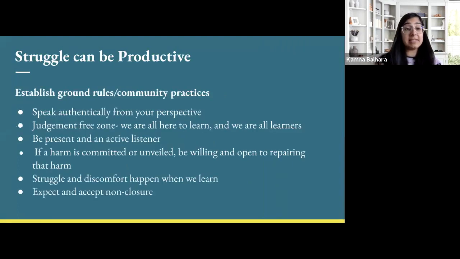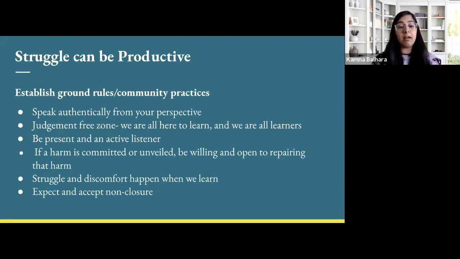I know this sounds very simple, but its importance cannot be overstated. You have to establish ground rules and expectations for your learning environment. And it may be valuable to, as a group, come up with a series of ground rules or community practices that you reiterate to your learners at the start of every session in your curriculum.